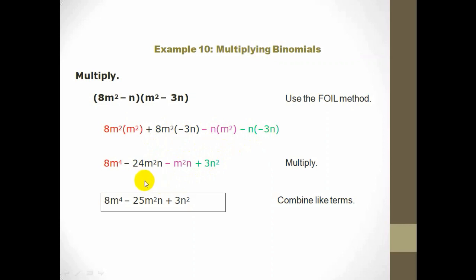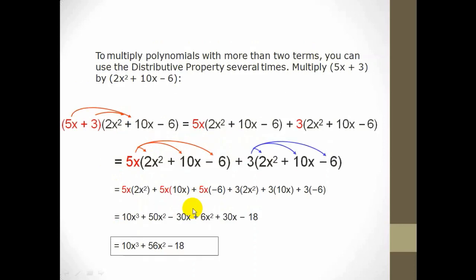So combine the like terms. These two are the like terms. 8m power 4 minus 25 m square n plus 3n square.